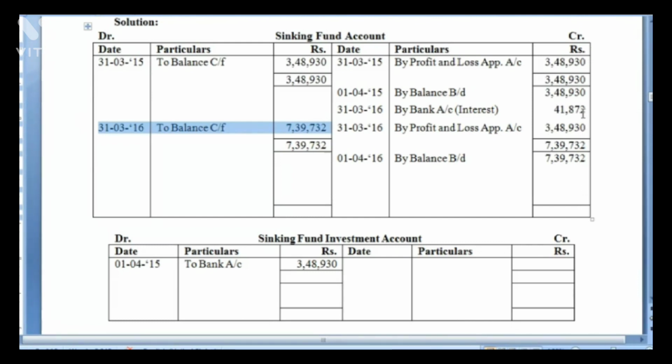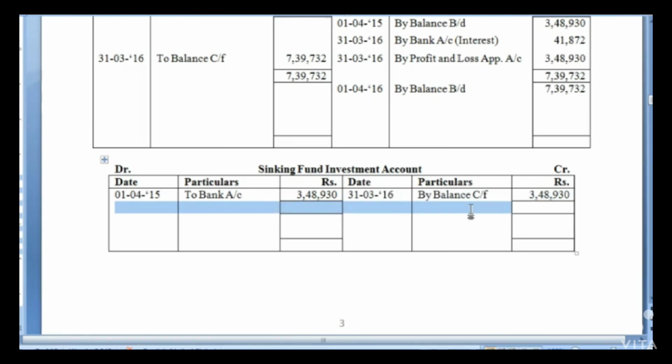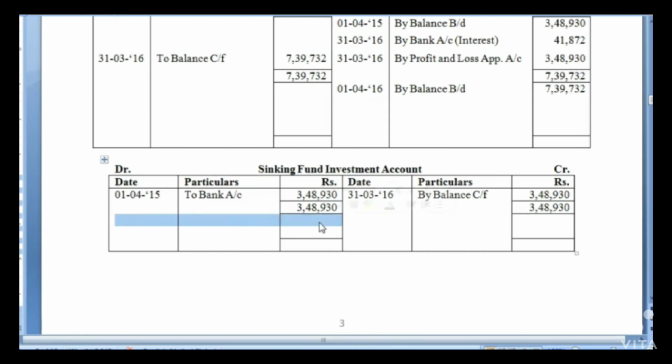And now this 3,48,930 and 41,872 આ બંને રકમોનું ટોટલ થાય and that will be invested. અને એ રકમનું ઇન્વેસ્ટમેન્ટ થાય. ક્લિયર? તો જો કઈ રીતે થાય છે ઇન્વેસ્ટમેન્ટ, લેટ્સ સી. અહીંયા 31/3/2016 વર્ષ પૂરું થઈ ગયું અને બેલેન્સ ને આગળ લાવ્યા. ઓકે, એ વખતે ઇન્વેસ્ટમેન્ટ આપણે કર્યું નહીં. ક્લિયર?